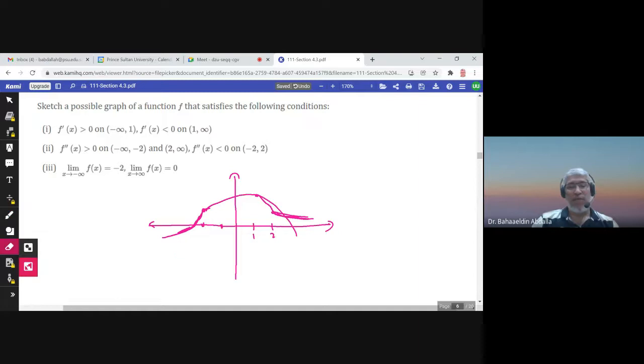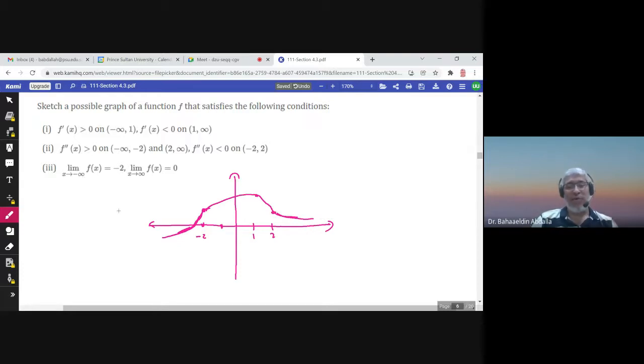So let me cancel the first graph now. So this graph will work for both i and ii because it's increasing up to 1, decreasing after 1. And concavity now: up to negative 2 concave up, from negative 2 to 2 concave down, from 2 concave up.